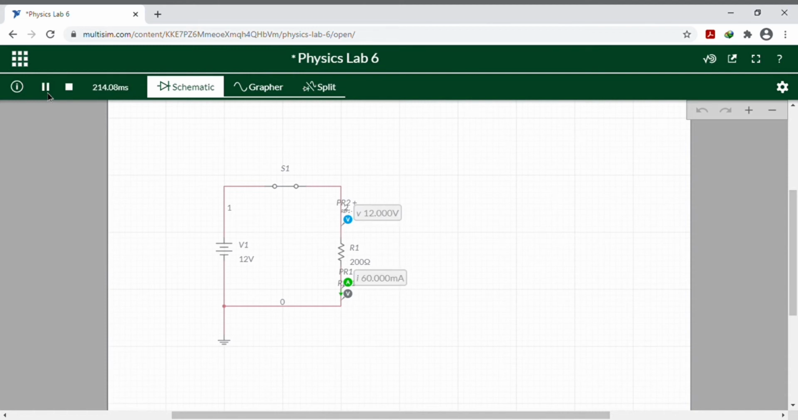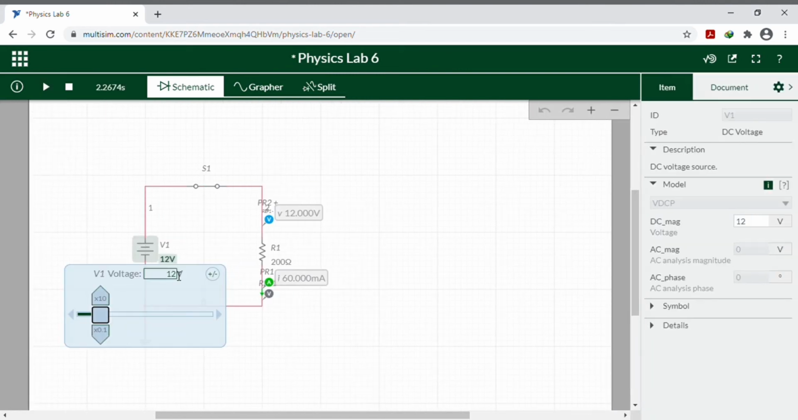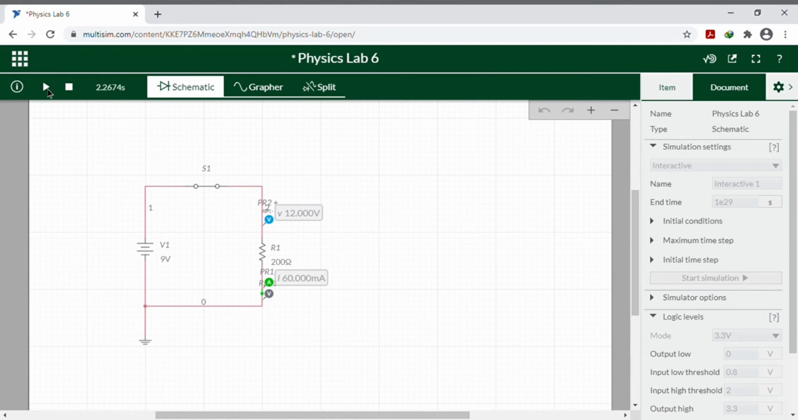Okay, so here we can see that with 12 volt and the 200 ohm resistance, we will get 60 milliampere for the current. We can also change the value to 9 and run the simulation again. Here we can see that the current is decreasing to 45 milliampere.